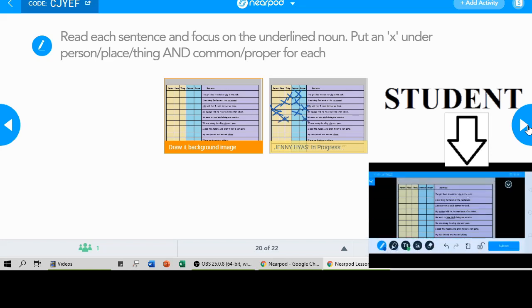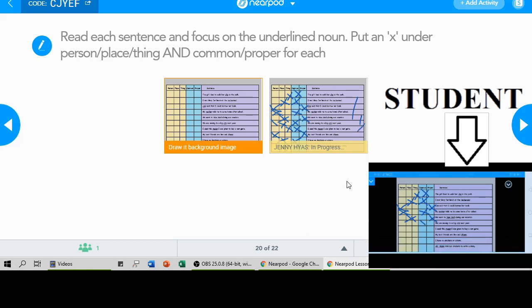Next. I used the money I was given to buy a new game. Money is a common noun, a thing. My best friends are Ben and Sean. Sean is a proper noun and it's a person. I have two brothers and sisters. Brothers is a common noun and it's a person. Mount Maple is a proper noun and it's a place. Click submit.